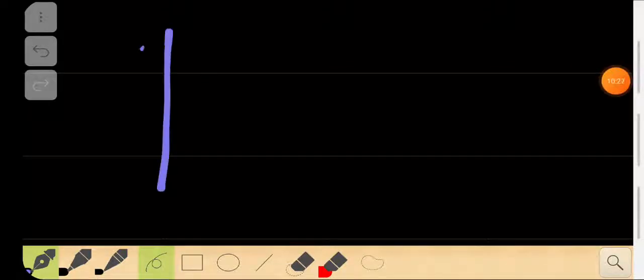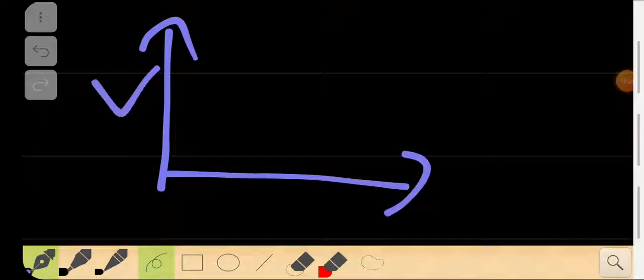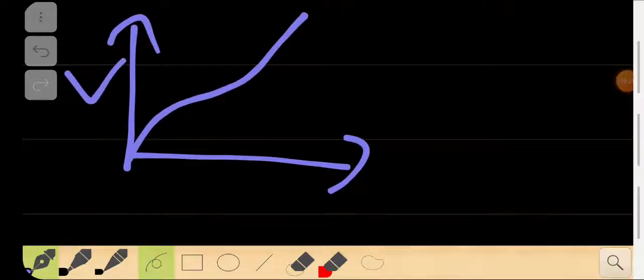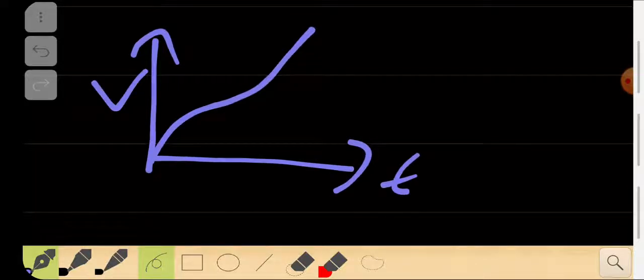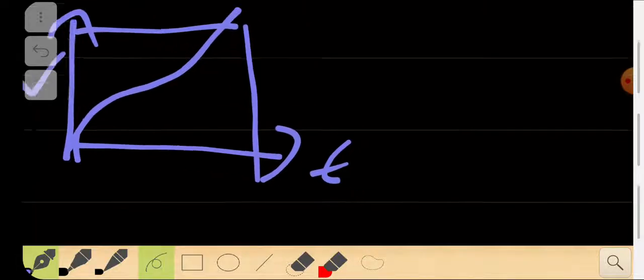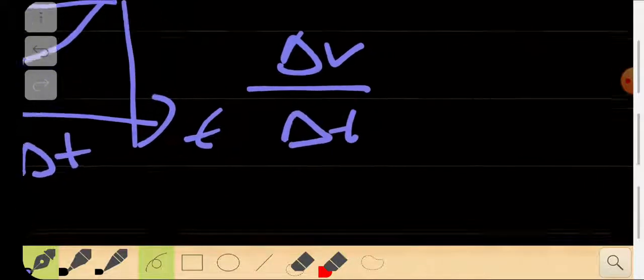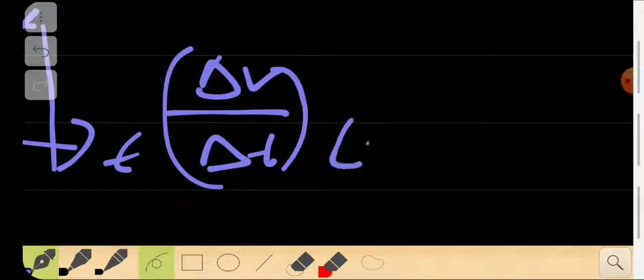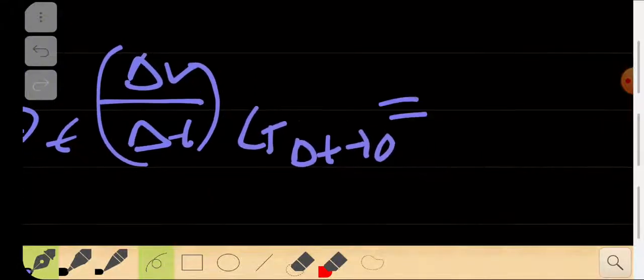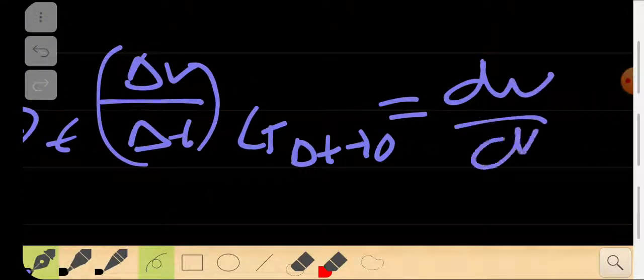So if you take a velocity versus time graph like that, what you can initially see is that the change with respect to v, which you can call delta v, with the change in t, which you can call delta t. When delta t tends to 0, it can be called dv by dt, right? We did that earlier.